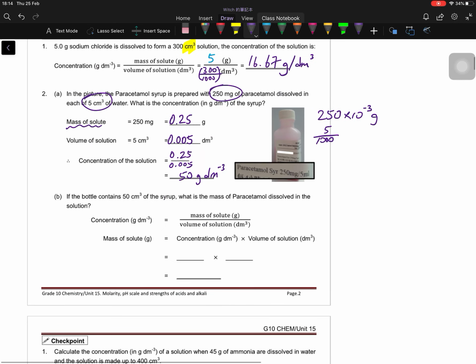Now if a bottle contains 50 cm cube of syrup, we already have the concentration. So what will be the mass of paracetamol we get? Again, use this equation, but this time we move the volume to the other side. So the mass equals the concentration, 50 gram per dm cube, times the volume, which this time is 50/1000. If you use a calculator, it will be 2.5 gram. Let's check if there is any mistake. It looks well.